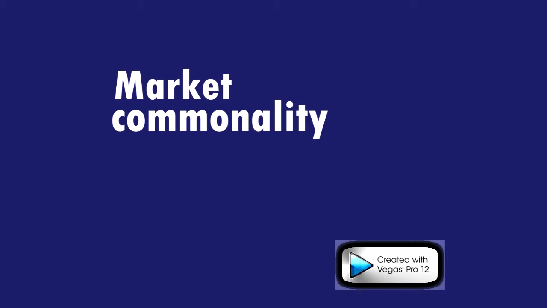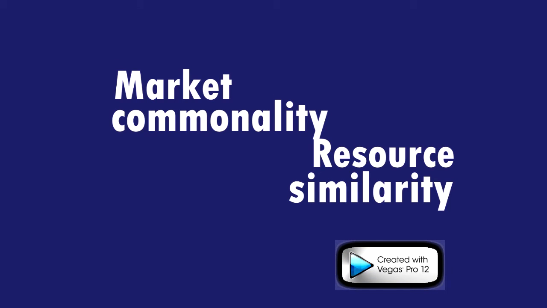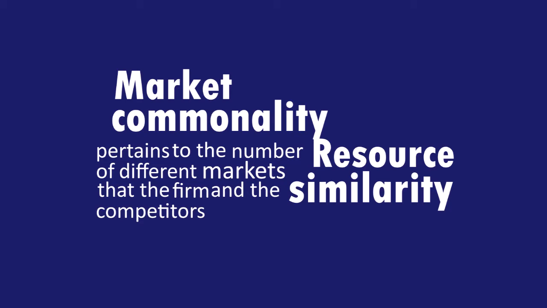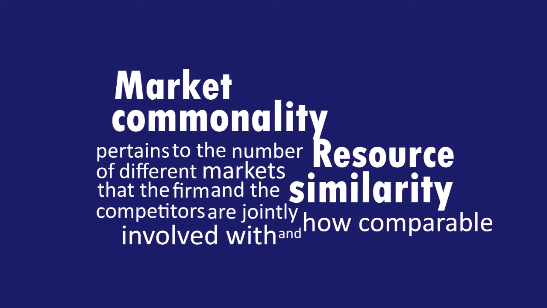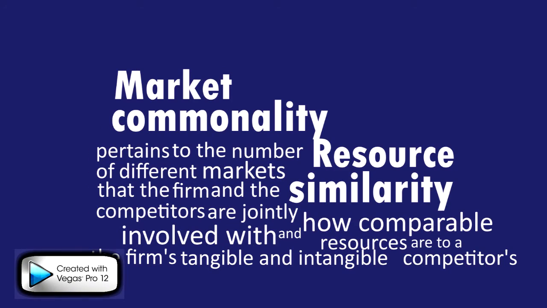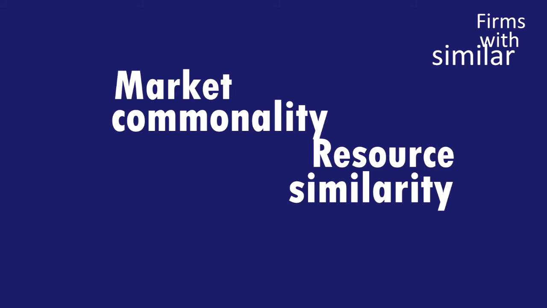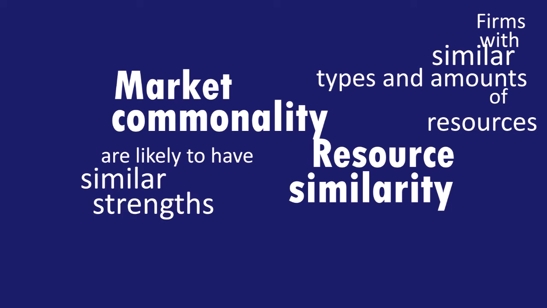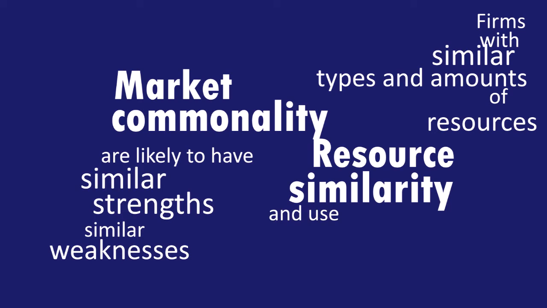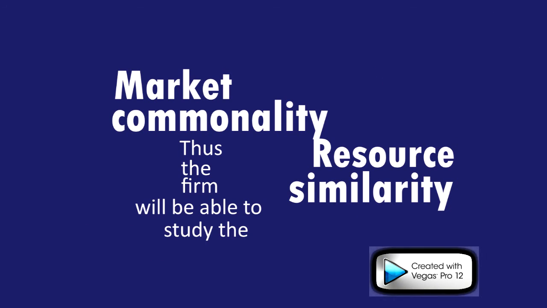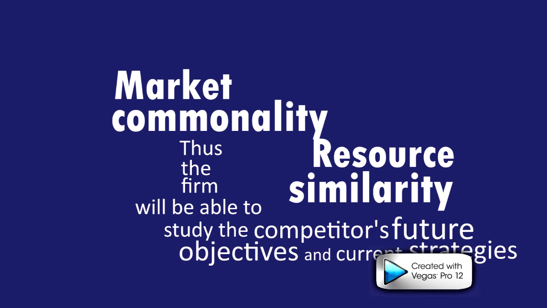Market commonality and resource similarity, on the other hand, pertains to the number of different markets that the firm and the competitors are jointly involved with and how comparable the firm's tangible and intangible resources are to a competitor's in terms of both types and amounts. Firms with similar types and amounts of resources are likely to have similar strengths, similar weaknesses, and use similar strategies. Thus, the firm will be able to study the competitor's future objectives and current strategies.